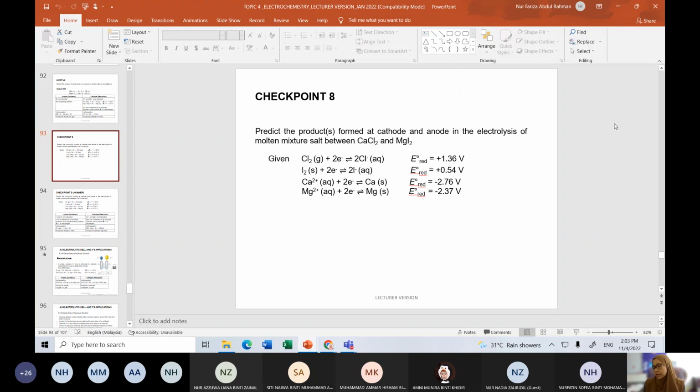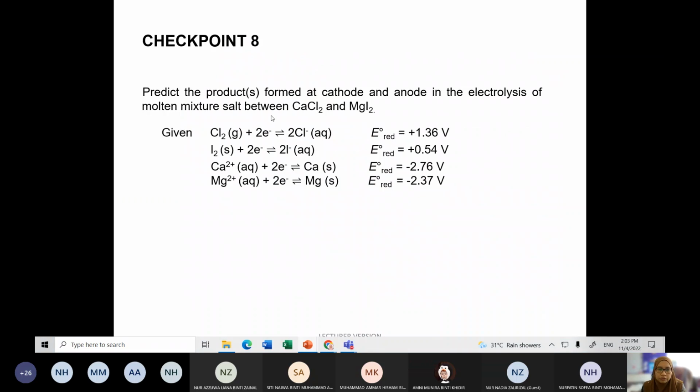Okay, all right. So I hope everybody has completed this checkpoint. Let's go through the question first. Predict the product formed at the cathode and anode in the electrolysis of a molten mixture of salt between calcium chloride and magnesium iodide. So we have a molten mixture of salt: calcium chloride and magnesium iodide.